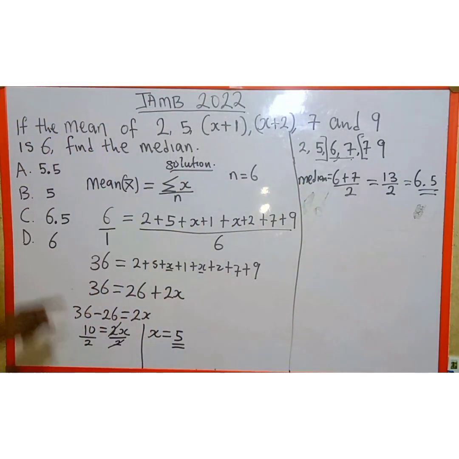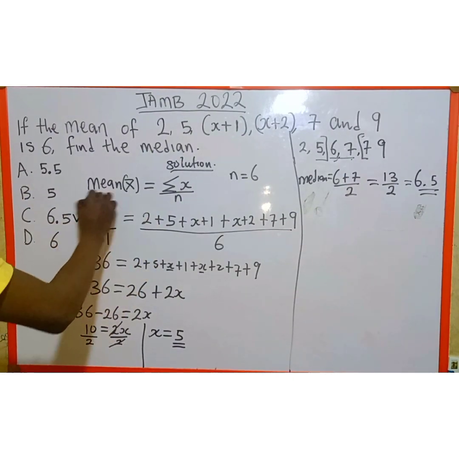If you look at options A, B, C, option C has 6.5. So this is the correct answer.